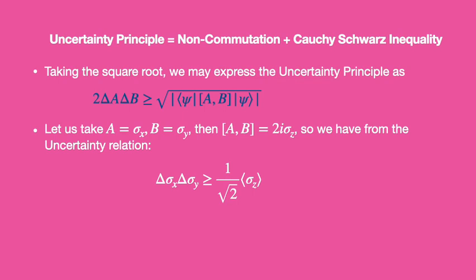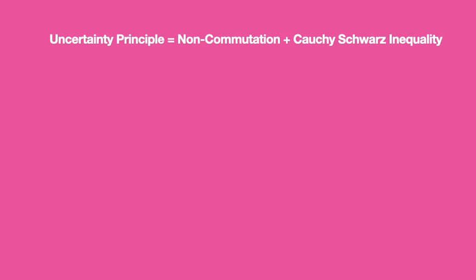If I go back and plug this into the version of the uncertainty principle written in the first bullet point here, we find that the standard deviation in sigma X times the standard deviation in sigma Y is greater than or equal to one half times the expectation value of the observable sigma Z. This uncertainty relationship has very interesting consequences.